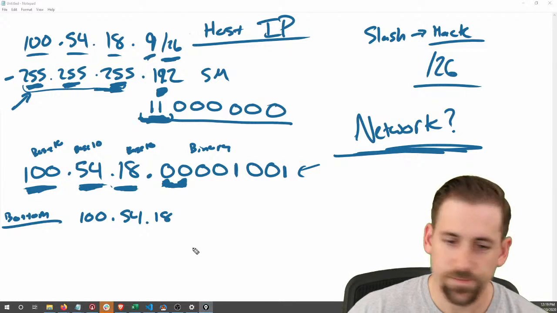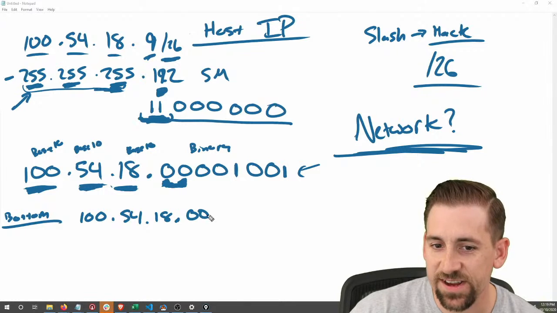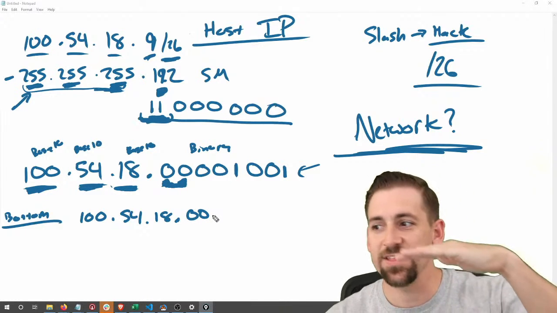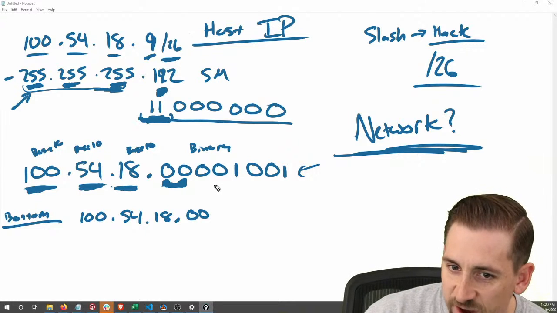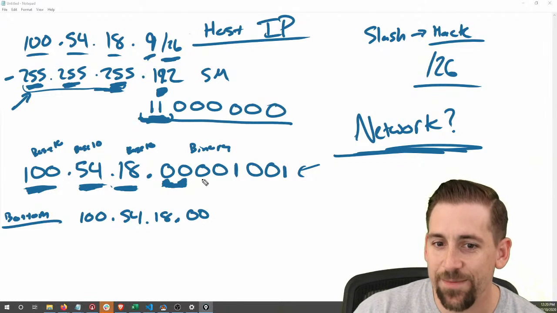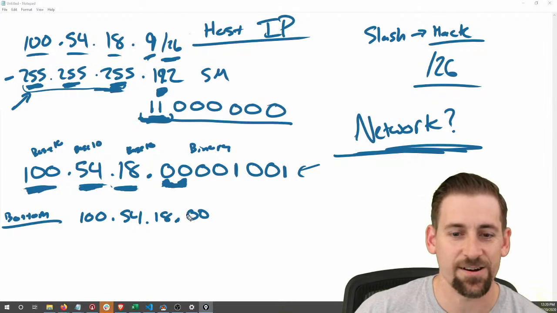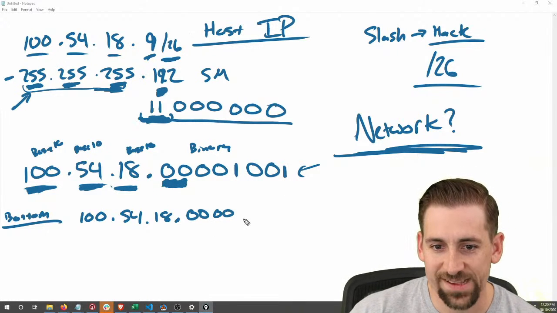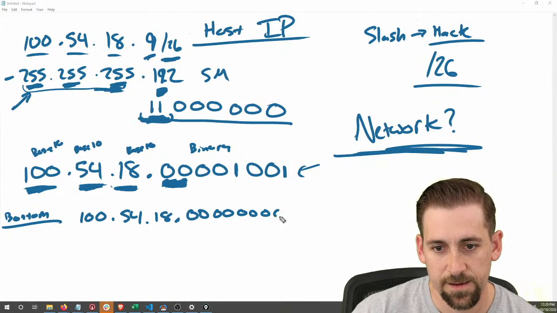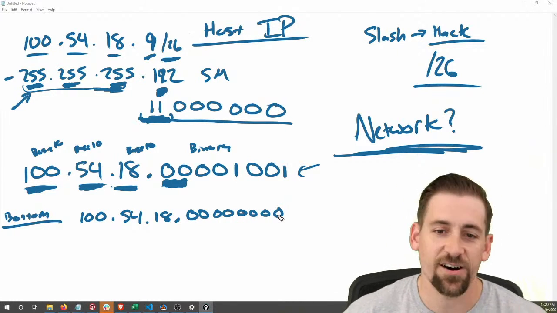So I've got 100.54.18. And right now I have 0, 0, and the bottom of that range. The lowest value I can make in that range is actually all of these bits off. What that means is this is a 0, this is a 0, this is a 0, this is a 0, this is a 0, and this is a 0, which means that these bits stay the same, and all the rest of them are off too. That's the bottom of that range, and the bottom of the range also has another name.